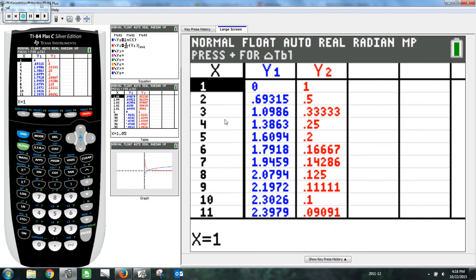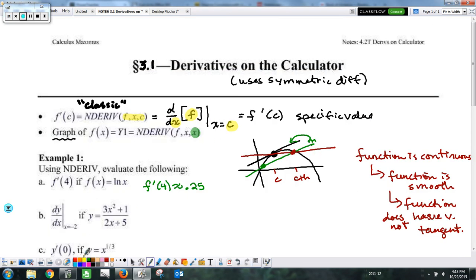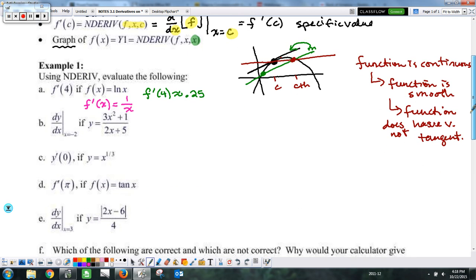2 is a half. It looks like 3 is a third. 4 is 0.25. 5 is 0.2. And hopefully you'll start to see, what are you basically doing? You're doing a reciprocal. And that actually is what the formula is going to be. A little bit later on in this chapter, we'll learn that the derivative of the natural log is 1 over x. But we can use the calculator to see the relationship and work with it now.